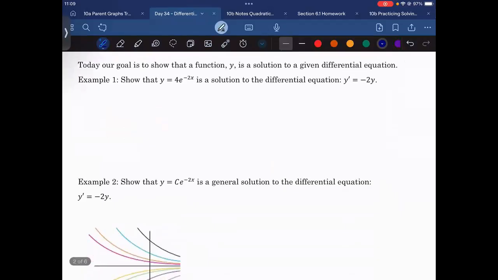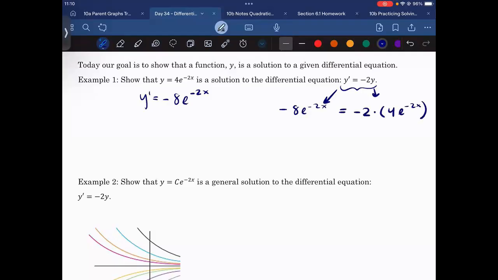All right. So today our goal is to show that a function y is a solution to a given differential equation. And don't let this fool you. It looks scarier than it actually is, but all we're going to do is take the derivative, and make sure that it fits in here. So take the derivative y prime, negative 8 e to the negative 2x. Nice and easy. Okay, so now we have y prime. And then we have negative 2 times whatever that y value was, 4 e to the negative 2x. And, oh my gosh, look at that. It does work.